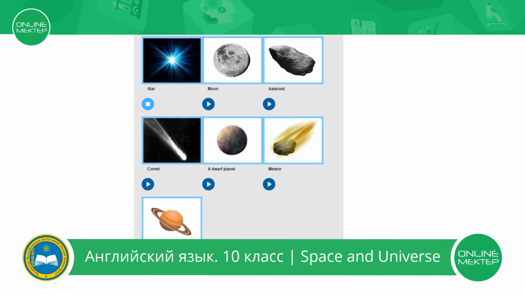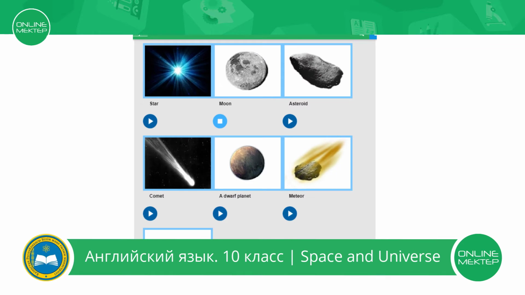A star is a large body in space which gives out light and heat. The Sun is an example of a small star. A moon is a solid body which orbits a planet. The Earth has only one moon, but larger planets, such as Saturn, can have over 20 moons.